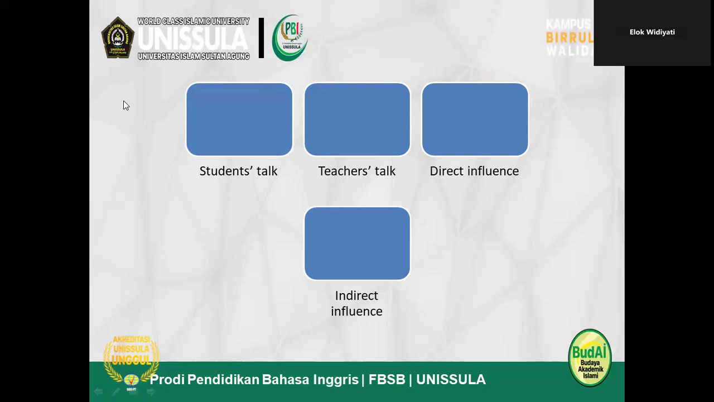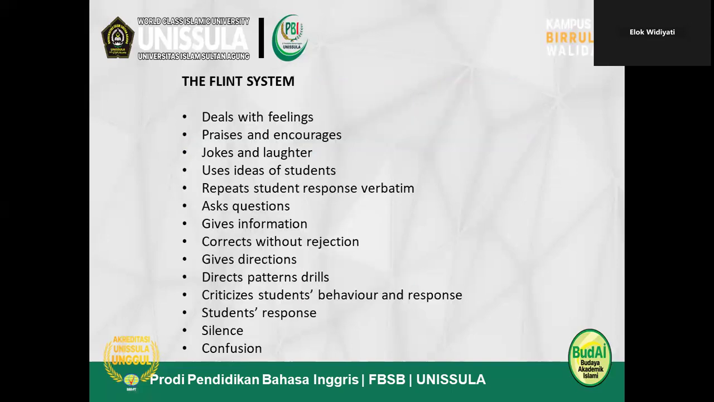And then, knowing about the items here, there will be student talk, and then the teacher talk, direct influence and indirect influence. How about the system? Most of the researchers doing research in the interaction area use the Flints. There are some points here. We would like to count the total numbers. Welcome to the 14 points in the Flint system.